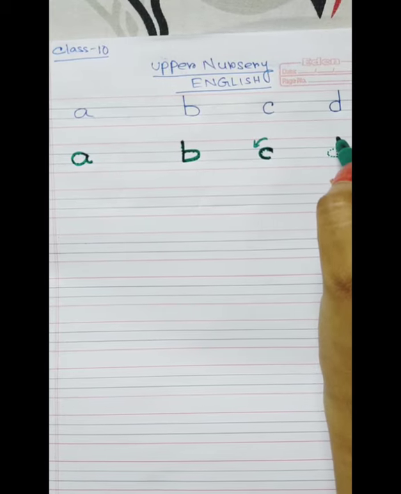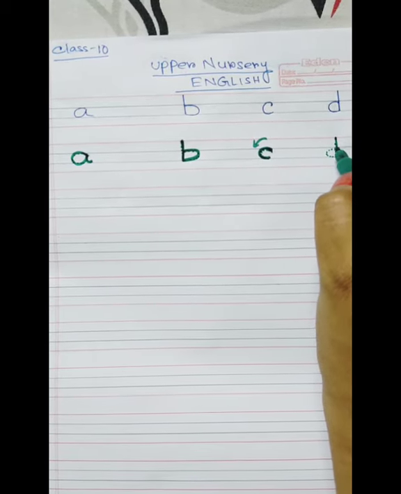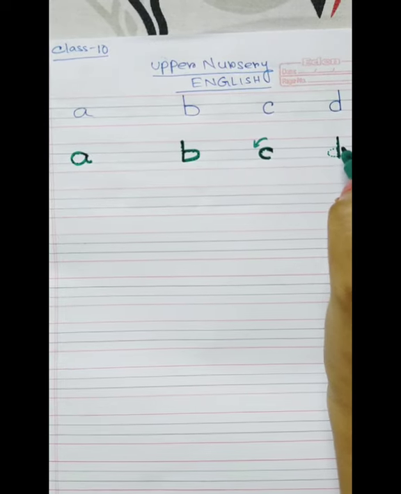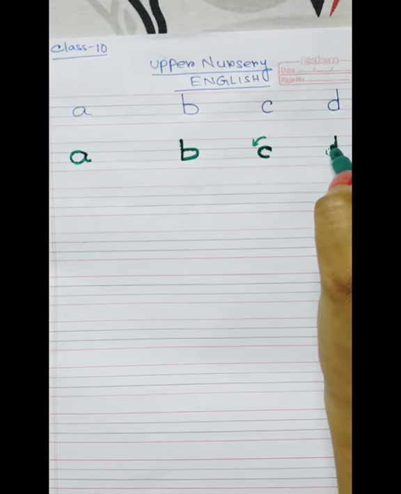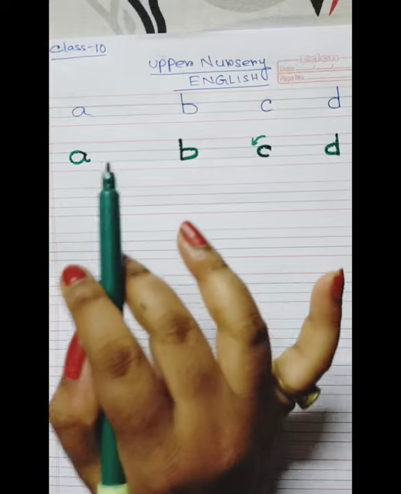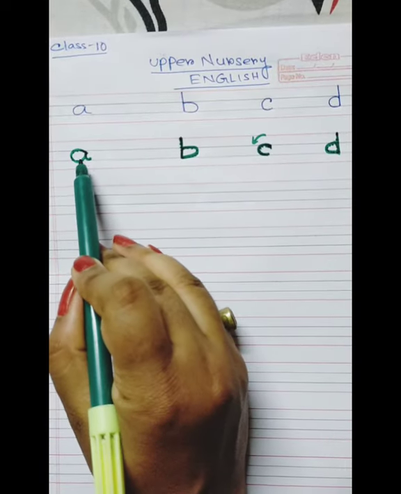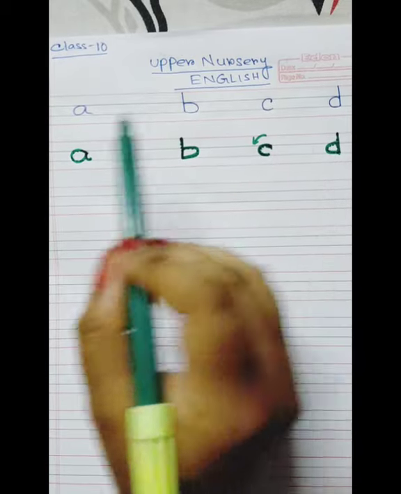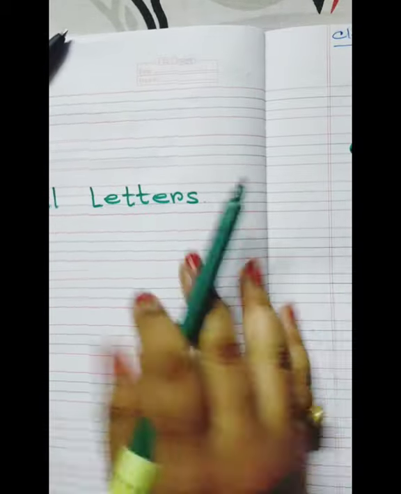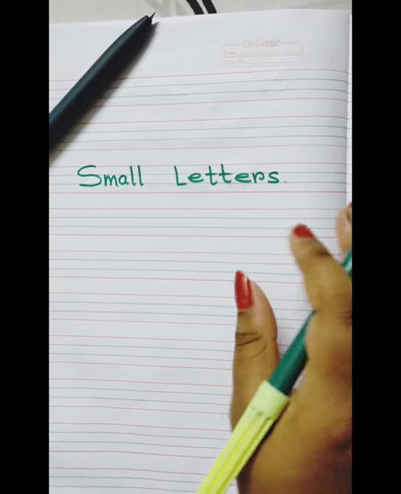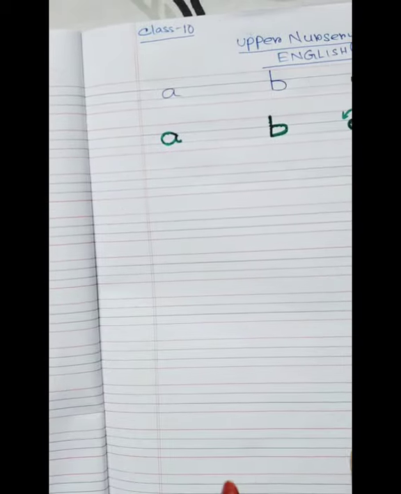Again make a standing line. From up, drag it towards down. Then again a curve. See, this is D. So today 4 alphabets I will teach you. A, B, C, D in small letters. As usual, children, I will give you homework.